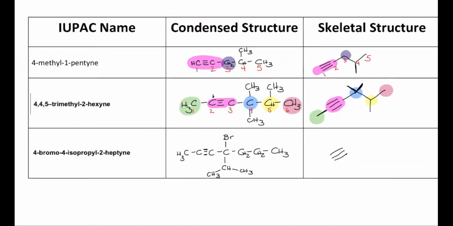1, 2, 3 for my triple bond. This is the CH3 that is sticking out of it. This is carbon number 4, 5, 6, 7. Out of carbon number 4, I have a bromine. And remember the skeletal form of isopropyl, what does it look like? What letter does it look like? Great, a Y. That's how we draw isopropyl.